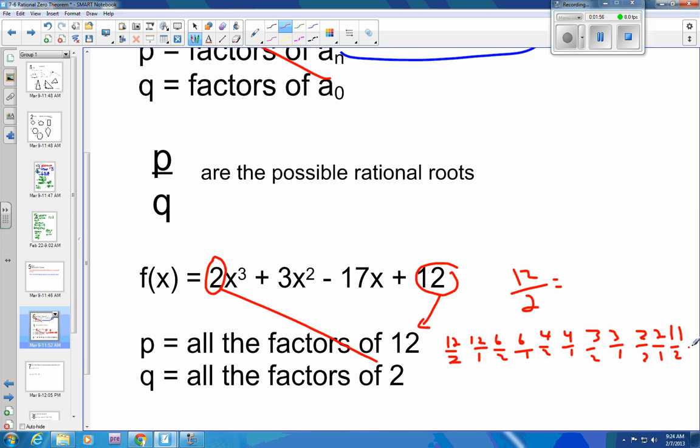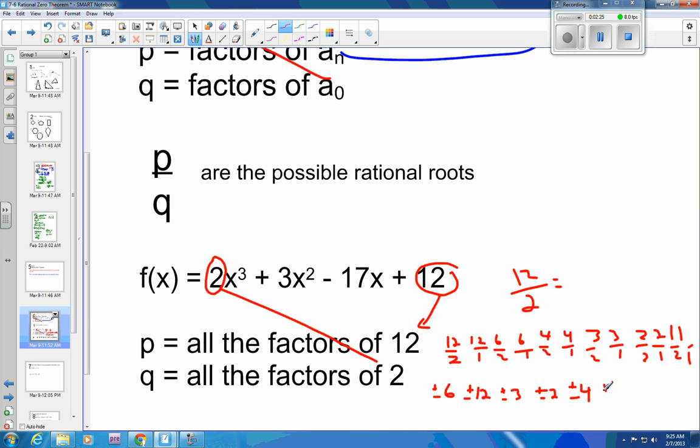And 2 and 1. So 12 halves is actually 6, and you could have a positive or a negative 6. 12 firsts is actually 12, so you could have a positive or negative 12. 6 halves is actually 3, so that's a positive or a negative 3. 6 over 1 is 6, which I already have listed here. 4 over 2 is 2, so it's a positive or negative 2. 4 over 1 is 4, so it's a positive or a negative 4.